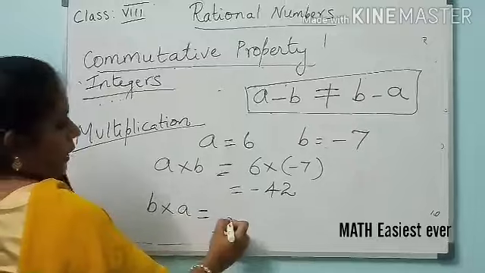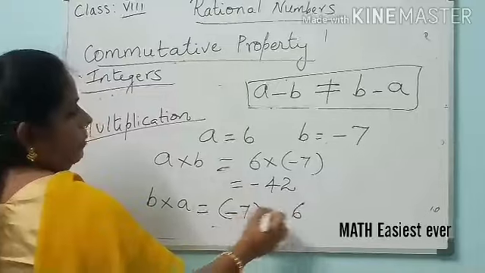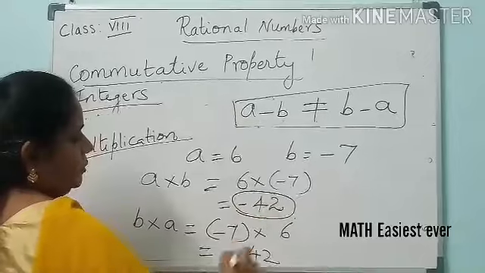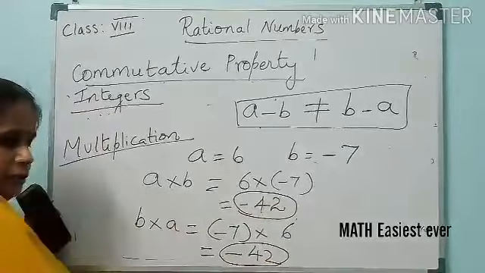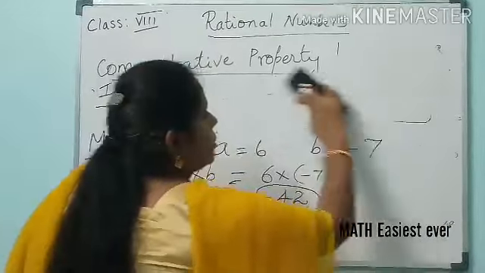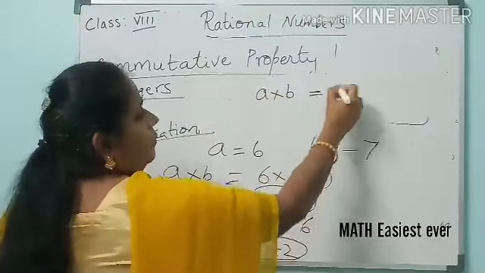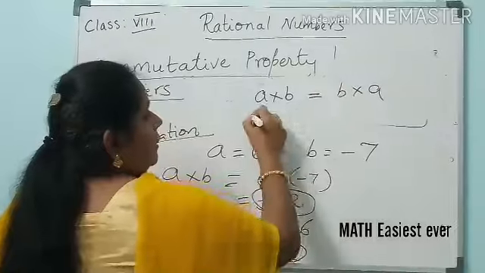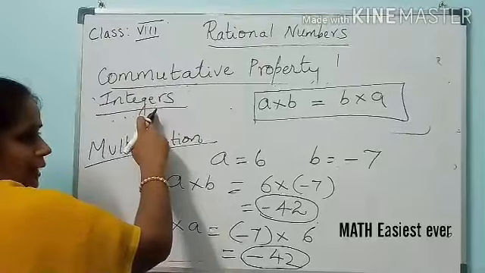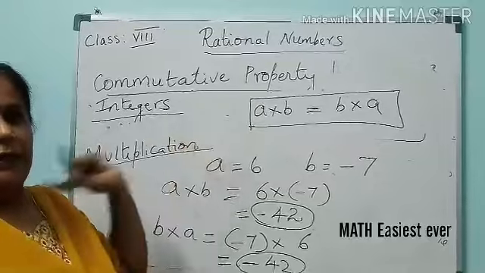B into A: minus 7 is B and your A is 6. Minus 7 into 6 is minus 42. So this is minus 42 and this is also minus 42. Are they both the same? Yes, they both are the same. So what does that mean? Which means A into B is equal to B into A. So, the commutative property is satisfied for integers under multiplication. Multiplication is commutative under integers.